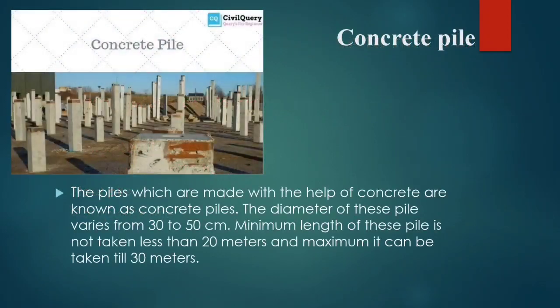Then we have concrete pile. The piles which are made with the help of concrete are known as concrete piles. The diameter of this pile varies from 30 to 50 cm. The minimum length of this pile is not taken less than 20 meters, and maximum it can be taken up to 30 meters. Another thing, a pile is basically a long cylinder of a strong material such as concrete that is pushed into the ground to act as a steady support for the structure built on top of it.